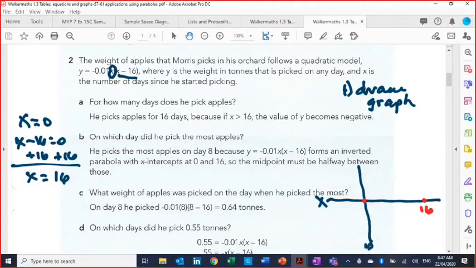Now, looking at this information, we can start answering some of the questions. For how many days does he pick apples? Well, the maximum number on our graph, so this graph is doing something like that, just if you sketch it. The maximum number of x, where x is the number of days, all the way across, is 16.